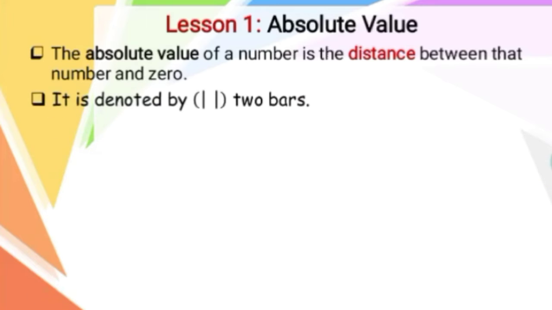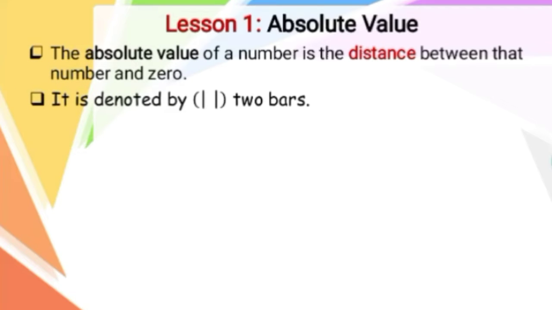Now, an absolute value is denoted by this symbol. As you can see, we are using two bars to represent the absolute value so that we don't need to write the words absolute value. So, kapag nagre-represent tayo ng absolute value, we can make use of this symbol. Ano nga ulit ang symbol natin? We can make use of these two bars.